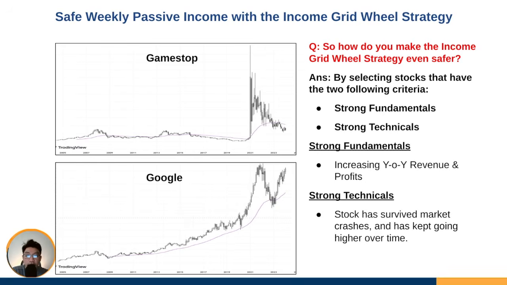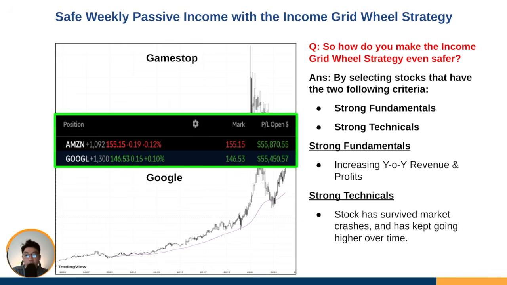And I'm pretty sure you've guessed it by now. Stock A is GameStop, and stock B is Google. This is also one of the reasons why I've actually been doing the income grid wheel strategy on Google for some time now, right? I just keep selling cash covered puts and covered calls, and as of this moment, I'm actually accumulating it, right? Because at this point of time, I still think there's some room for it to go higher. So I'm just holding on to some of the stocks still, right? And then if it goes higher, I will start to sell the covered call eventually.